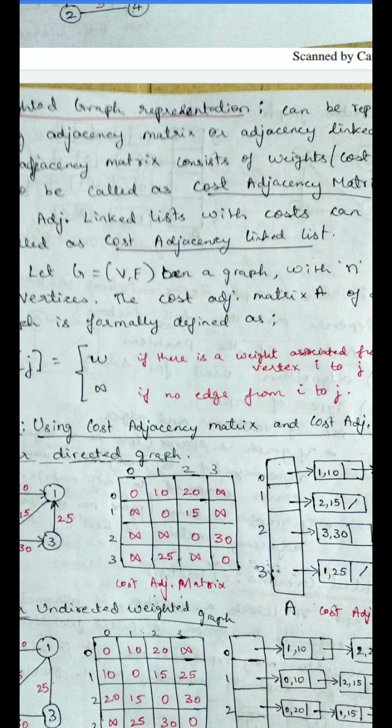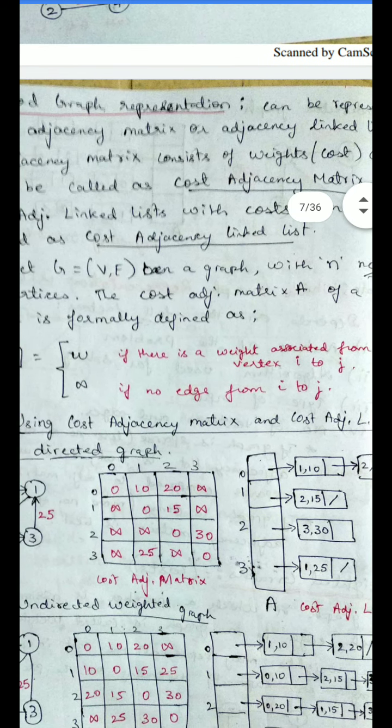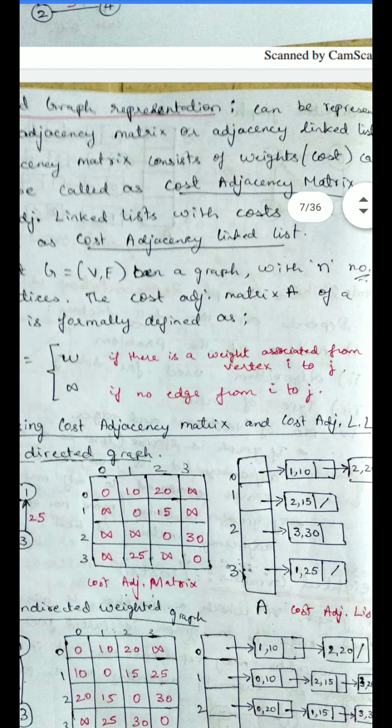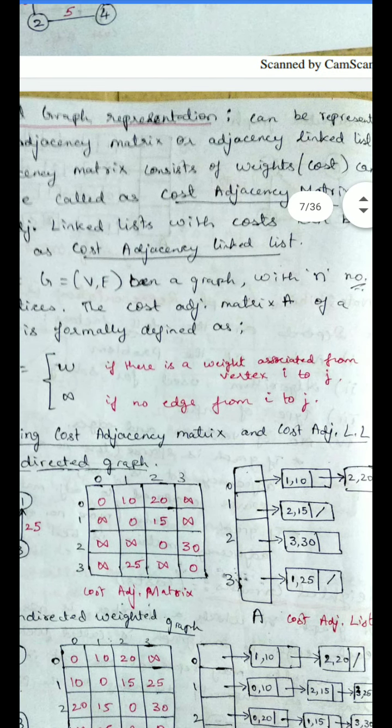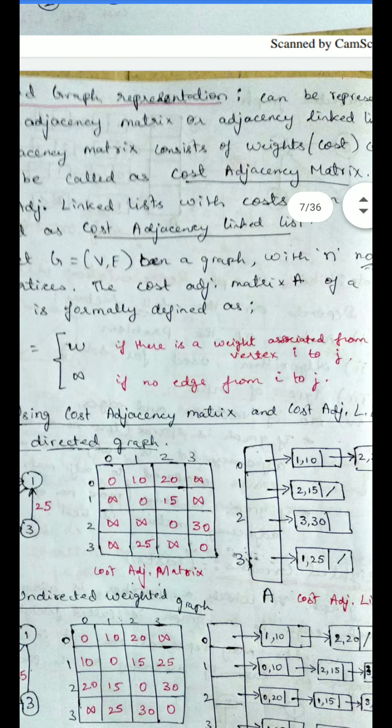Then how can we represent the linked list? See, you have 0, 1, 2, 3. Okay, so you have a connection from 0 to 1 comma 10. So for 1 it is connecting with the value 10. So from 0 you are connecting to 2 with a 20. Like this you can represent it in the form of a linked list. Okay, this is how it works for a directed graph.